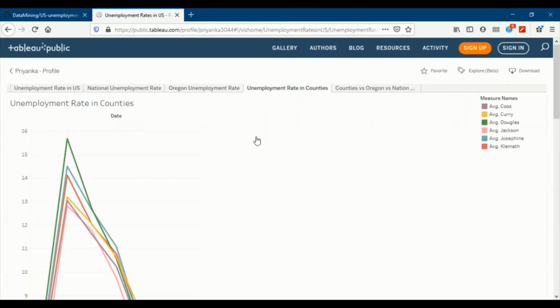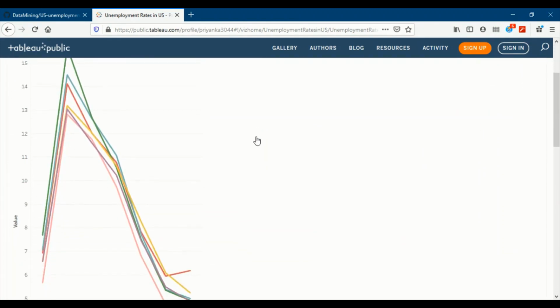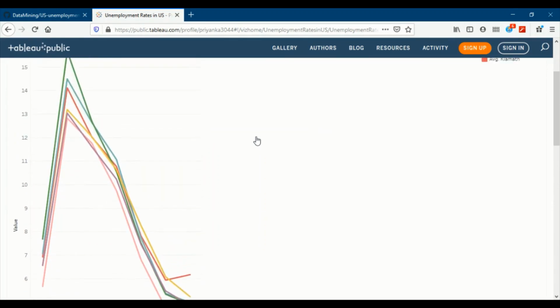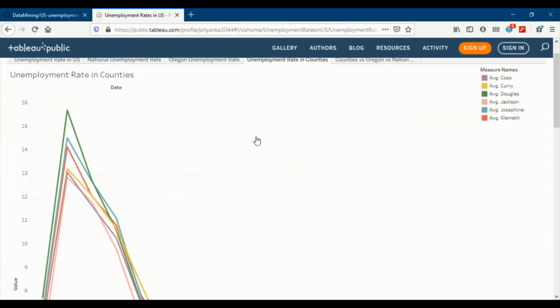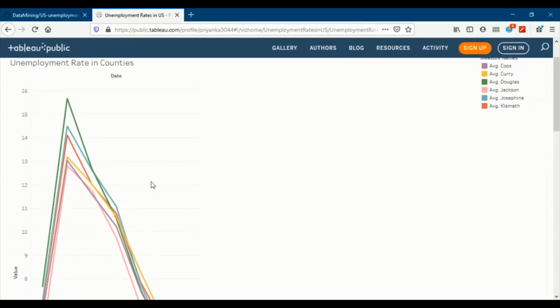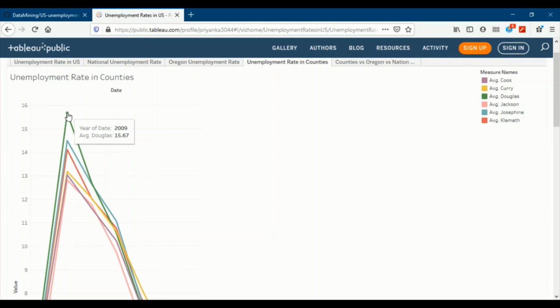For unemployment rates in county, I couldn't plot the heat map, so I did the line graph. And here we see that Jackson County usually had a lower unemployment rate compared to the rest of the counties. And in 2009, Douglas County had an unemployment rate of 15.67.